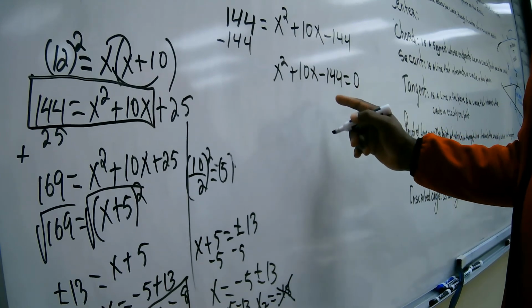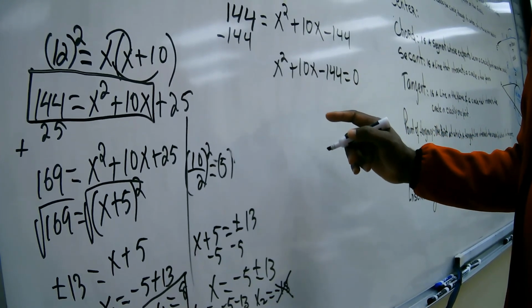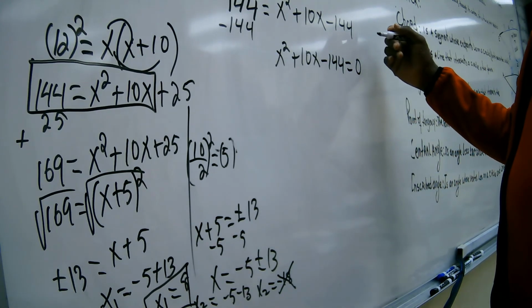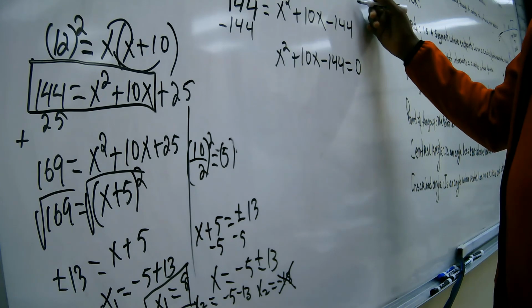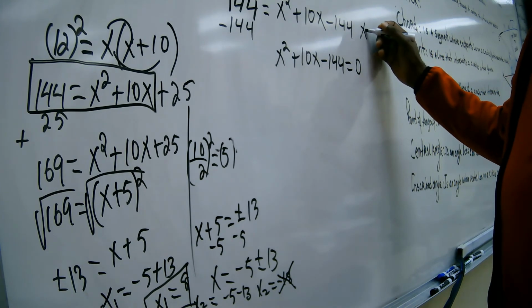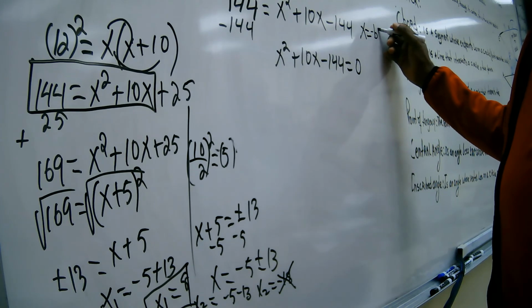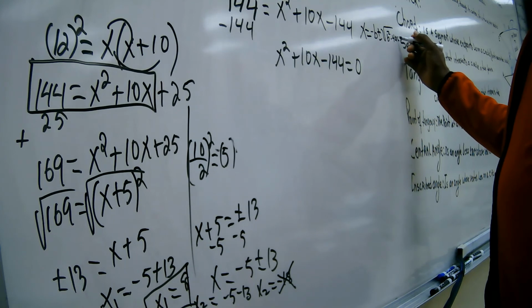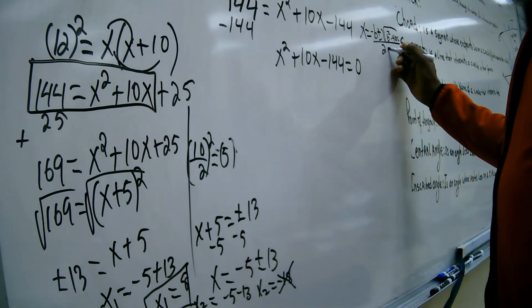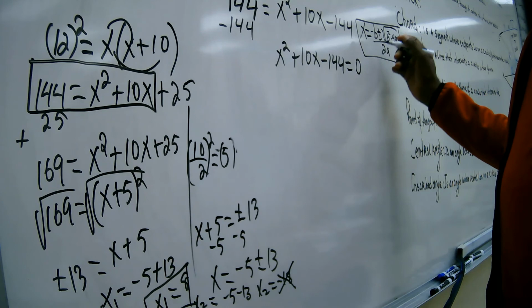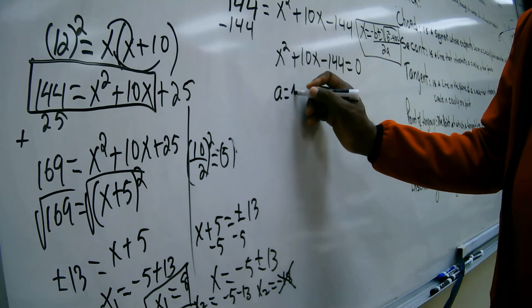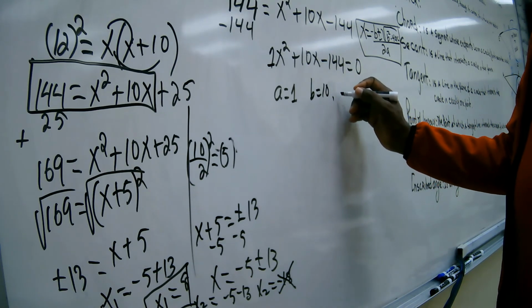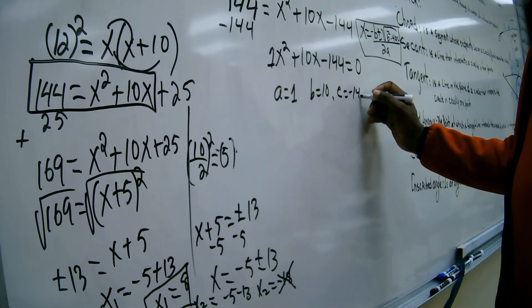You could have used either factoring or the quadratic formula. Factoring is not used all the time, but completing the square and the quadratic formula can be used all the time. The quadratic formula is x equal to minus b plus or minus the square root of b squared minus 4ac, all over 2a. Make sure you remember this formula. In this case, a is 1, the coefficient of x squared, b is 10, and c is negative 144.